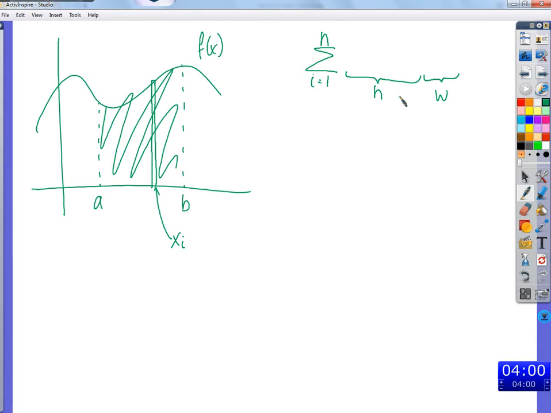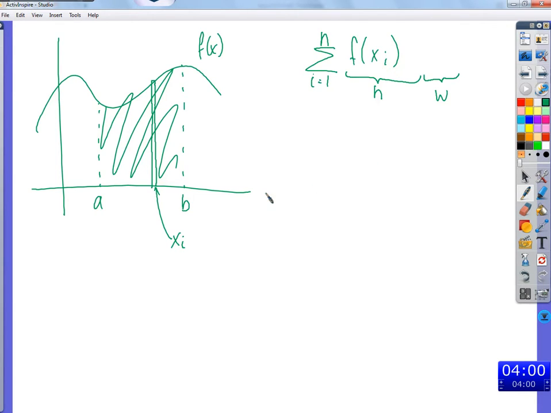So let's say this is an example rectangle. We want to find the height of the rectangle. How do we find the height of the rectangle? Plug in this x value. So we could write f of x sub i. But this is too general. We need to be a little more specific. Let's go to the width.